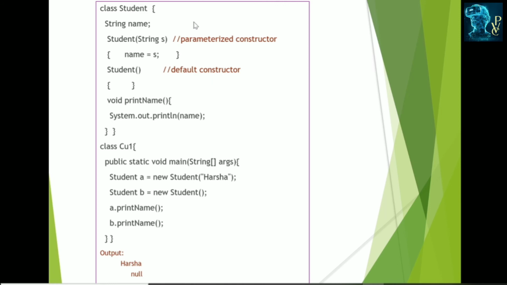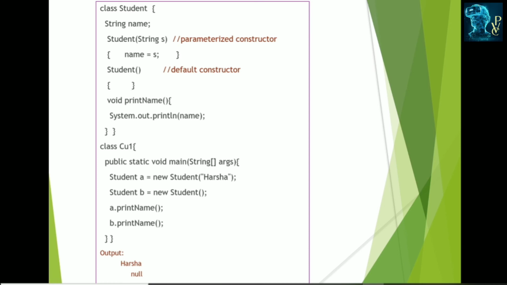Here I created the Student class which consists of name as its instance variable. Here I am using Student(String s). The constructor which has parameters is called the parameterized constructor. The passed string is assigned as the name. And the Student constructor which has no arguments is called the default constructor, and it automatically initializes the variables with their default values: 0 for integers and numerals, and null for character or string types.